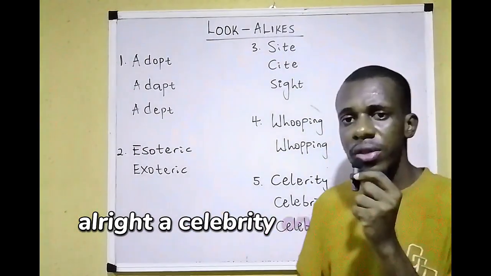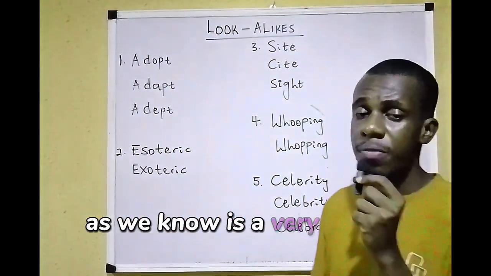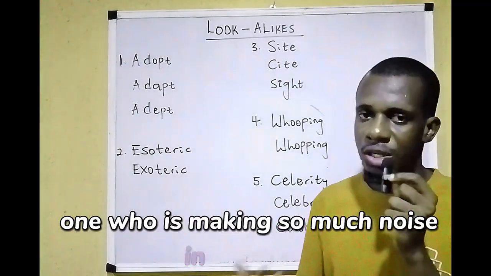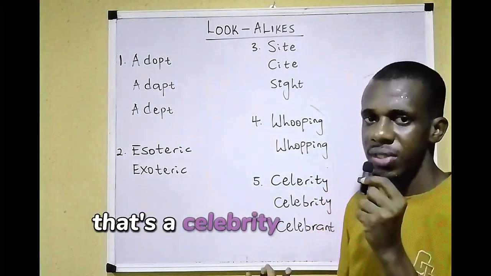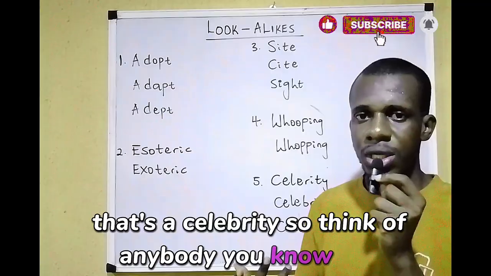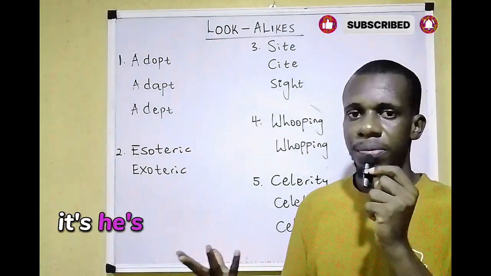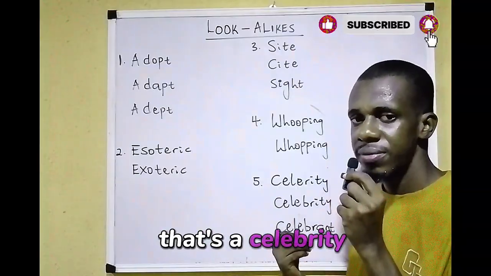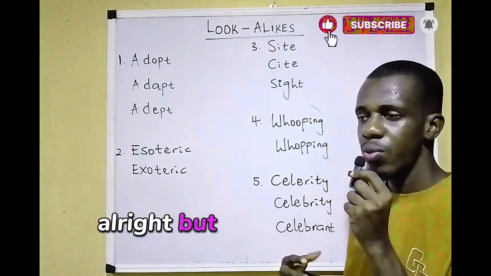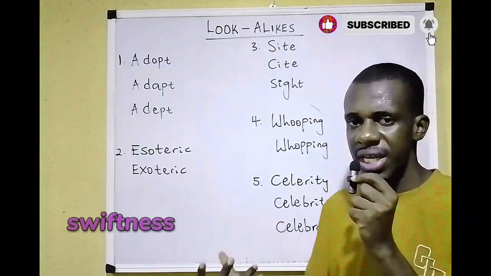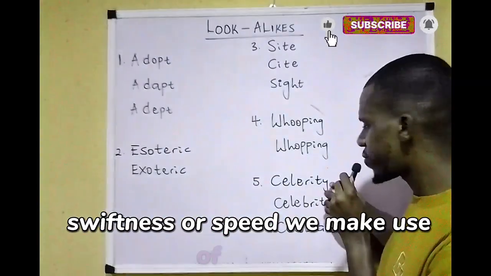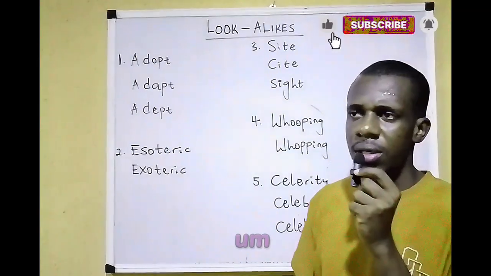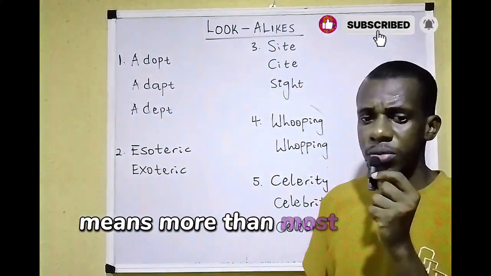A celebrity, on the other hand, as we know, is a very popular person, one who is making so much noise in the world. That's a celebrity. So think of anybody you know that is a popular person. That's a celebrity. But when you mean quickness, swiftness, or speed, we make use of celerity. Now, a celebrant means more than most people know.